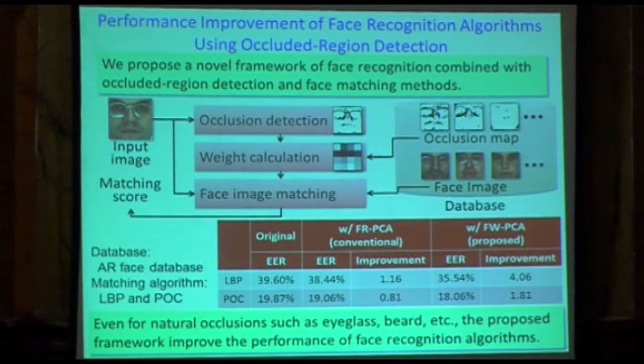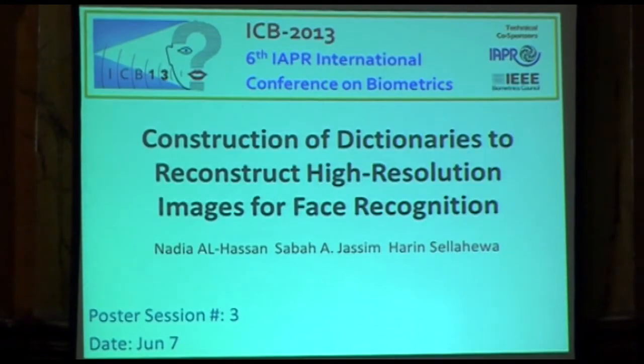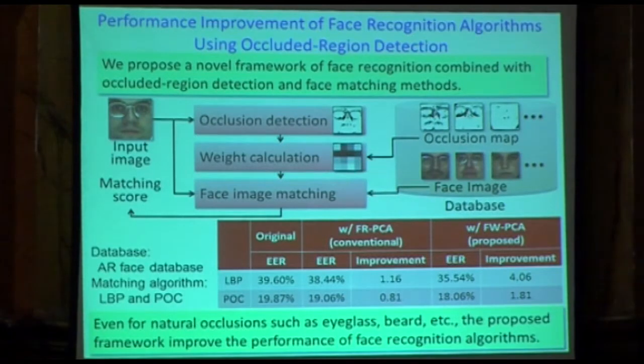In my poster, I propose a framework to improve face recognition algorithms against facial occlusions. Facial occlusion is one of the factors that reduce the performance of face recognition. Addressing this problem, at first we detect the occlusion using the first-weighted PCA, which is a kind of image reconstruction method. And then we calculate the optimal weight for face image matching using occlusion maps.